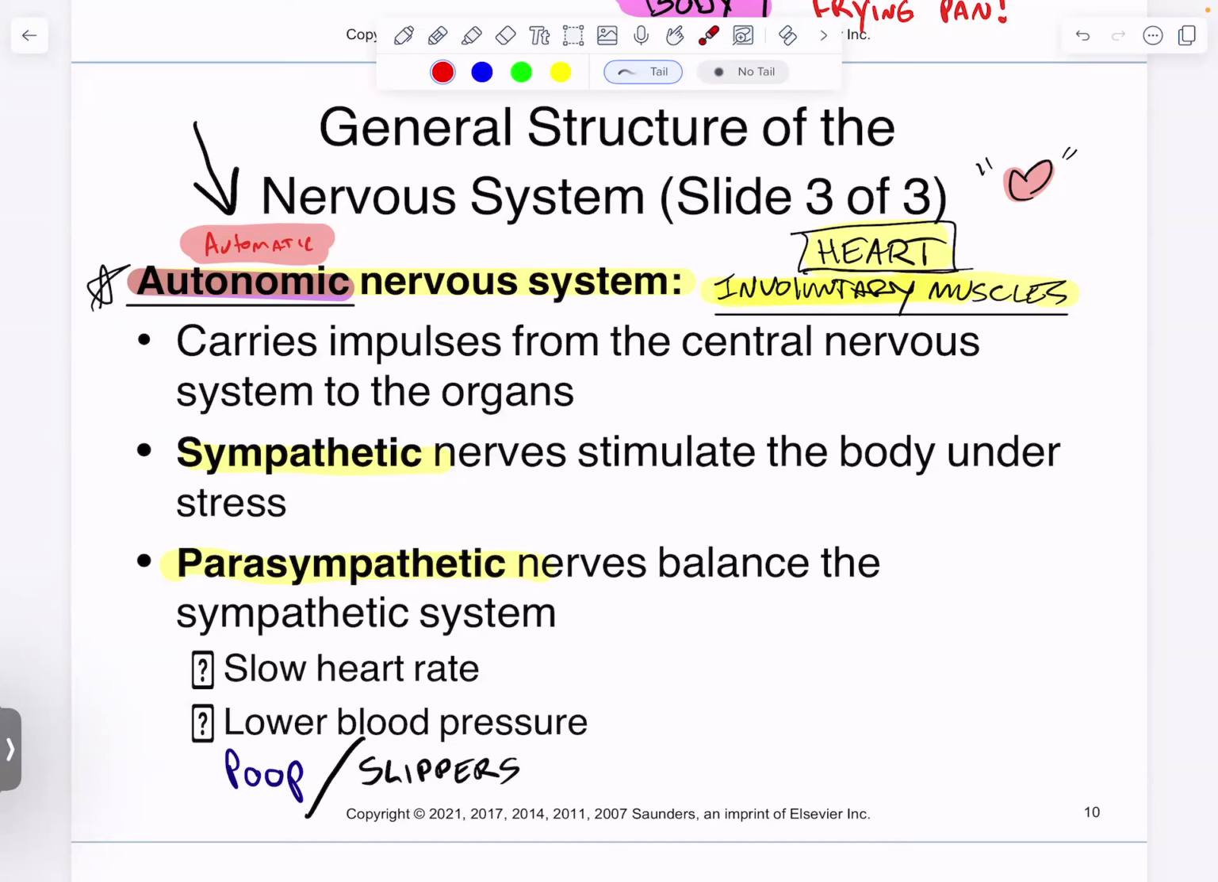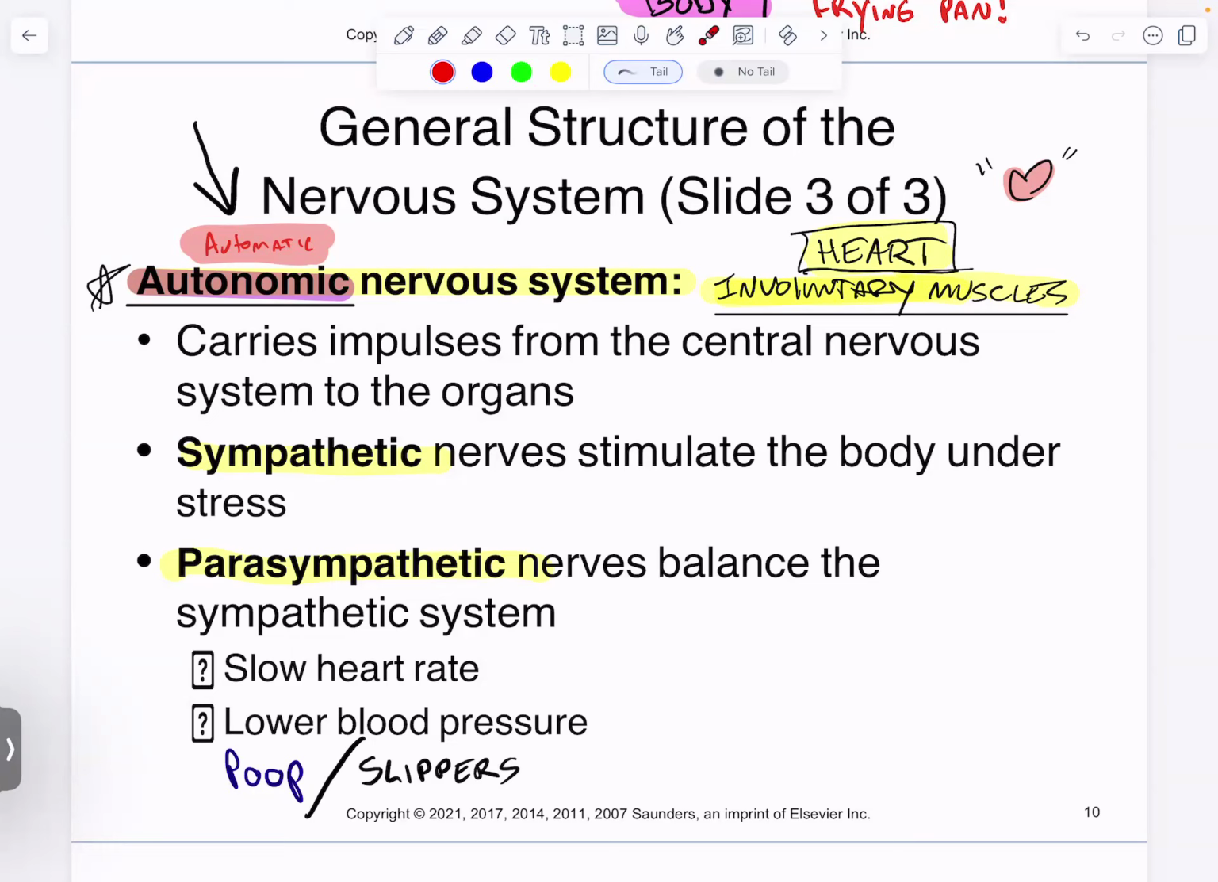So the autonomic nervous system is going to do its thing with or without you. It doesn't matter. It's going to do it. Involuntary muscles. We're talking your heart, the linings of your digestive tract, blood vessels, etc. Within this autonomic nervous system, we have two different systems: the sympathetic nervous system and the parasympathetic nervous system.